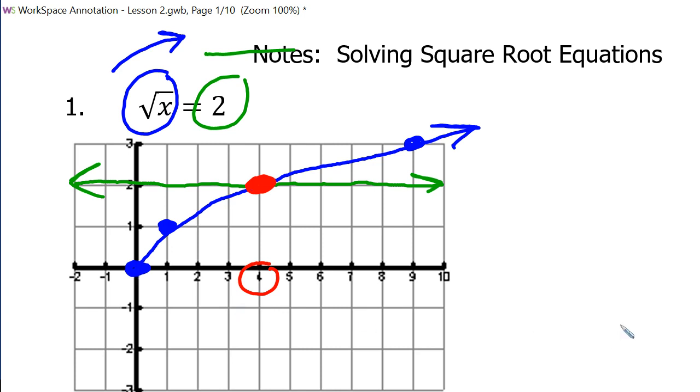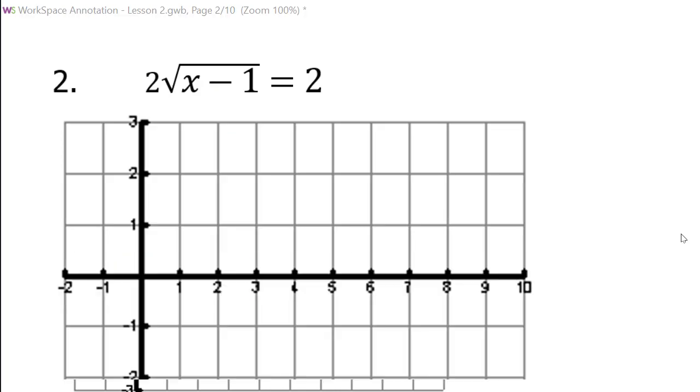Now next one, problem 2. Again, graph the left side using your transformations from yesterday. So looking at the left side, actually I want to put this in blue. Looking at the left side, what does the 2 out front make the graph do? Stretch. It stretches by a factor of 2. And what does the minus 1 under the square root symbol make it do? Right 1. So instead of starting at the origin, we need to move to the right 1.